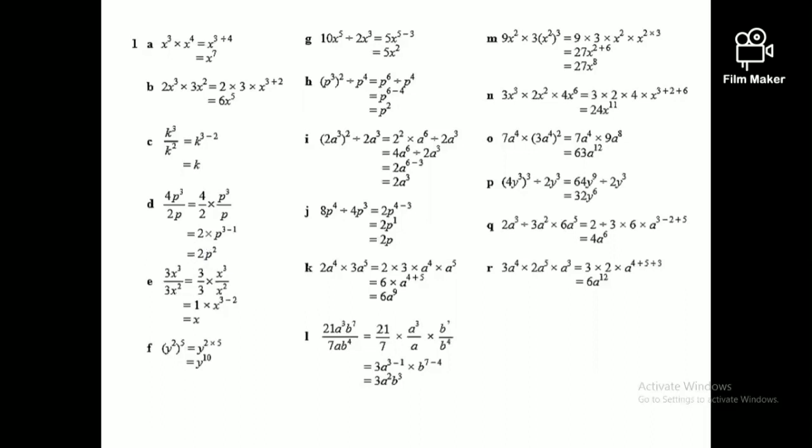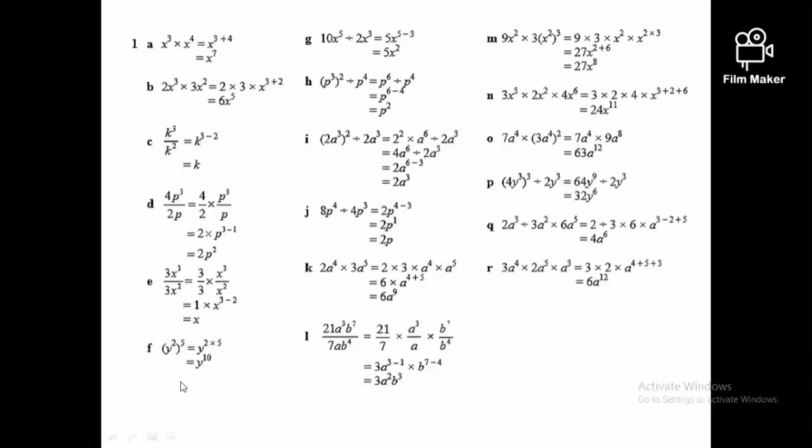Right. The next question is 3x to the power 3 divided by 3x to the power 2. Then you can say 3 divided by 3 is 1. X to the power 3 divided by x to the power 2 is x to the power 3 minus 2. So x to the power 3 minus 2 is x to the power 1. X to the power 1 is just x. So 1 into x is x. So you can obtain the final answer as x. That's what you need to understand from this question, right?